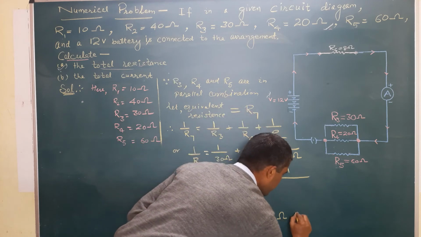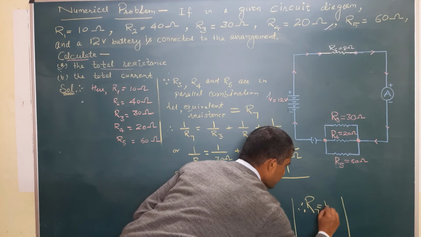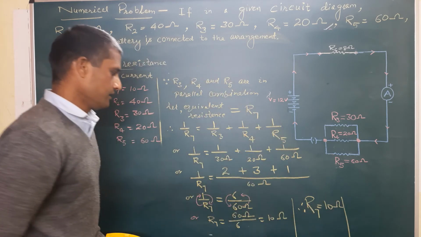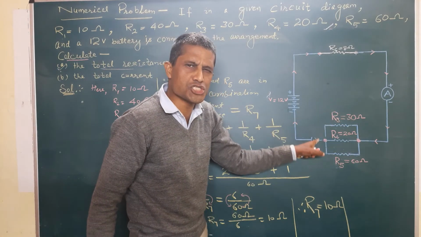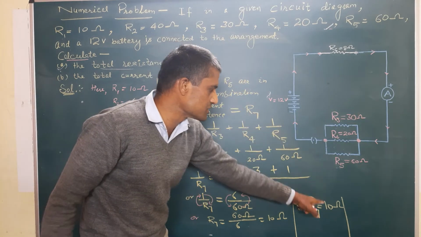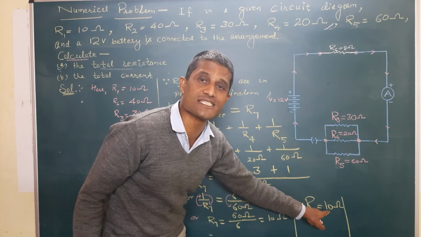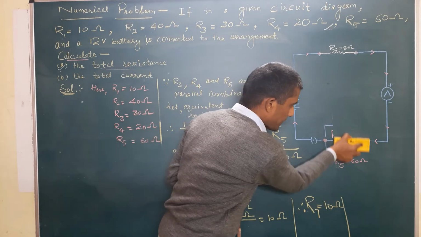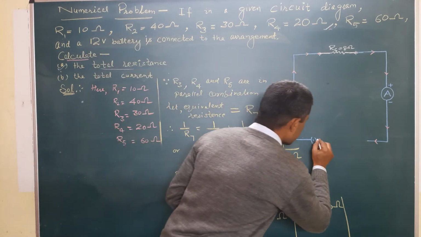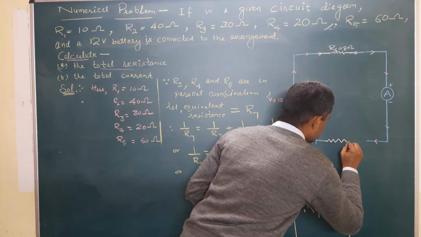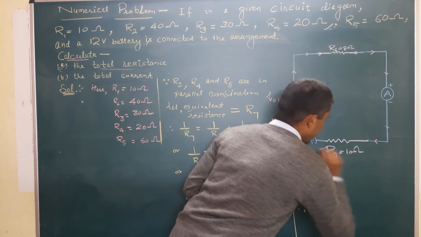So therefore, this is what we have got. Therefore R7 is equal to 10 ohm. So what you have got here is that you have transformed these three resistors into merely one resistor having a resistance of 10 ohm. These three resistors disappeared, and this is what you have got over here: R7 is equal to 10 ohm.